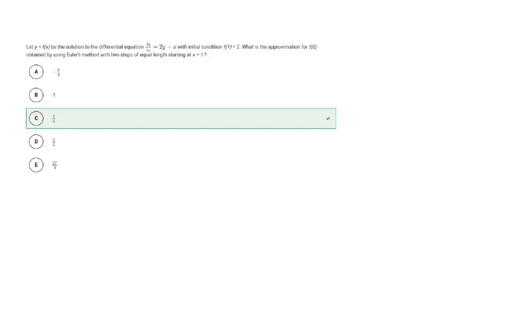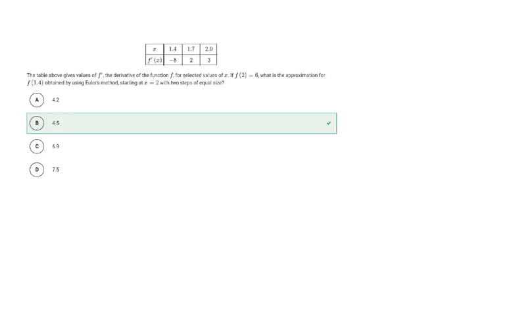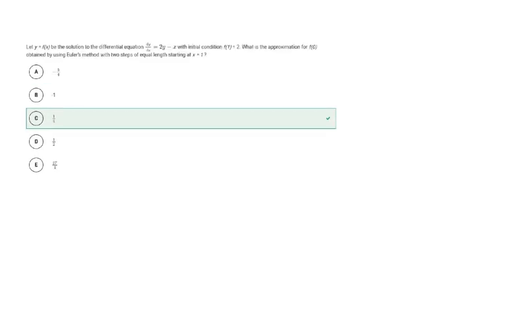So here are the two problems that had the most wrong answers from yesterday's check-in regarding Euler's method. So we're going to look at those two. This is this question here, and then this one here with the table. So we're going to start here.